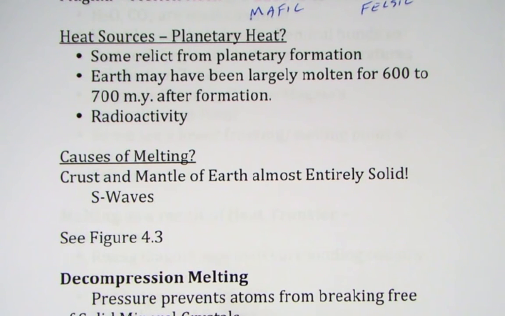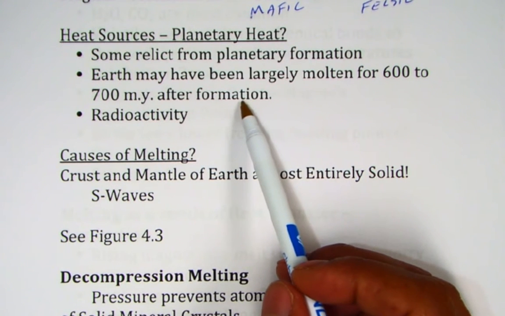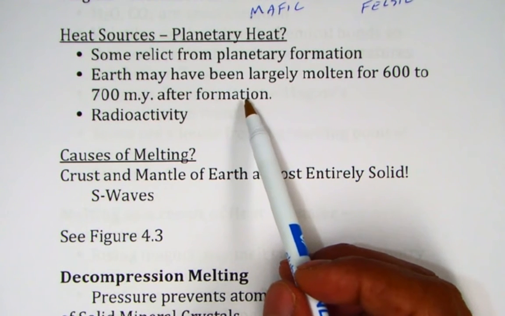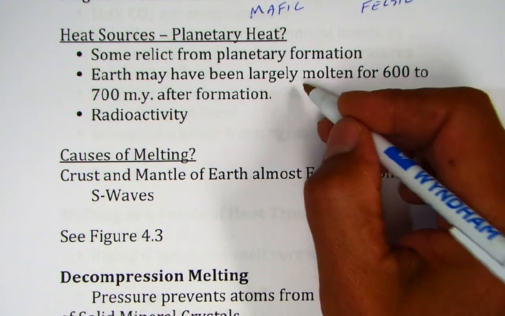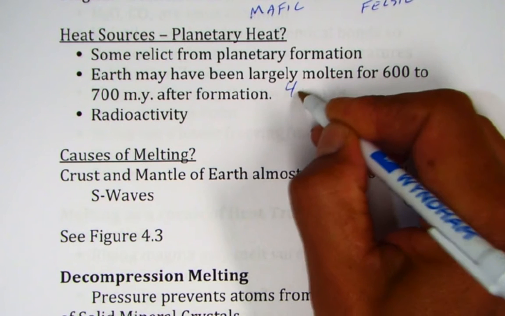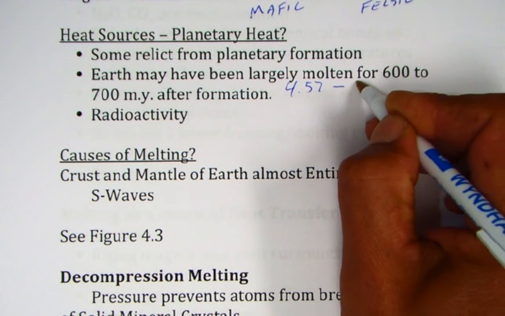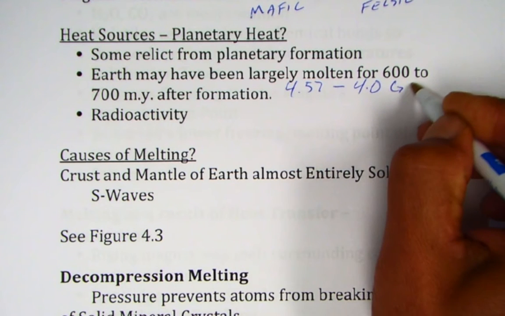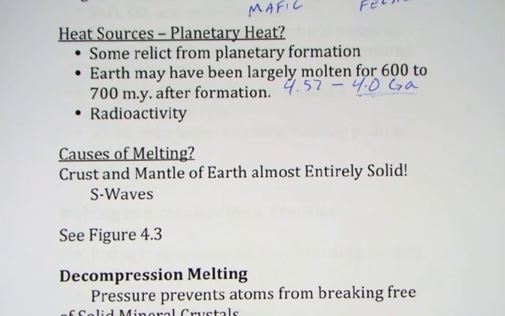In fact, your book mentions that for the first 700 million years or so, Earth might have been completely molten or largely molten, right? Remember, the first rocks formed around 4 billion years ago. So this is a time between about 4.57 to about 4.0 Ga, right? And that's when our first rocks really start forming at about 4 billion years ago.